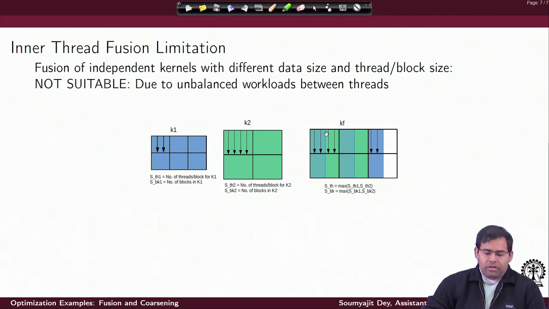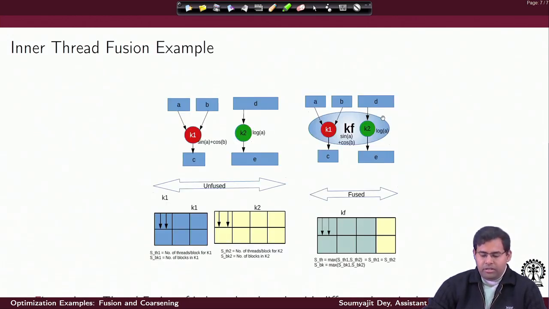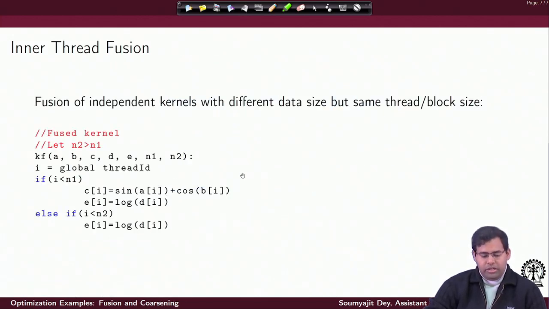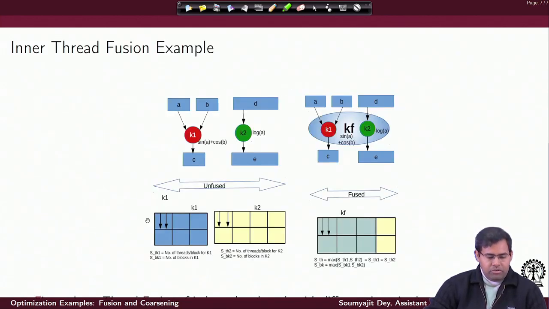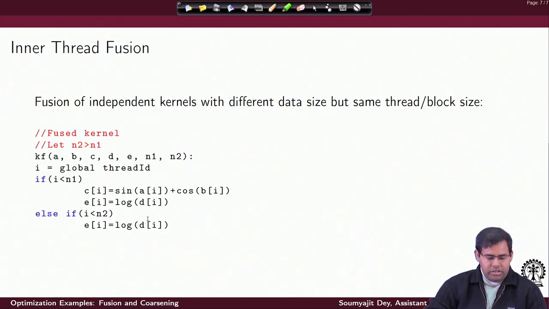Now, coming to the limitations of inner thread fusion. If I am fusing independent kernels with both different data size and different threads per block size, it may be unsuitable. Again, I will just come back here. Here we had the number of blocks differing across independent kernels, but the number of threads per block was the same. That was a good thing, and that led to a very simple code.